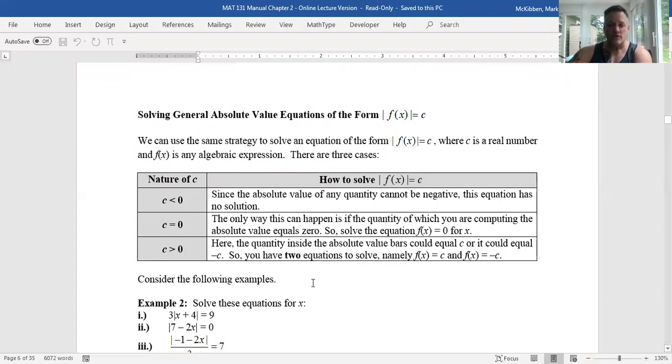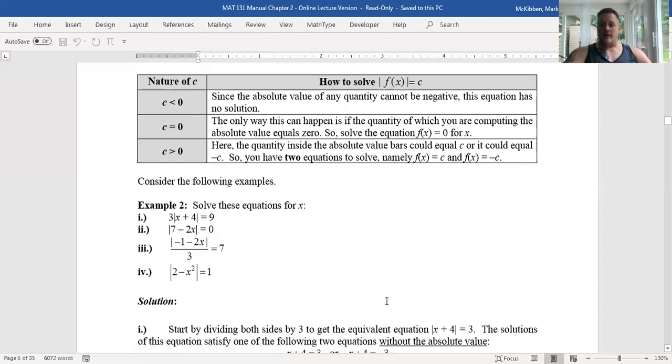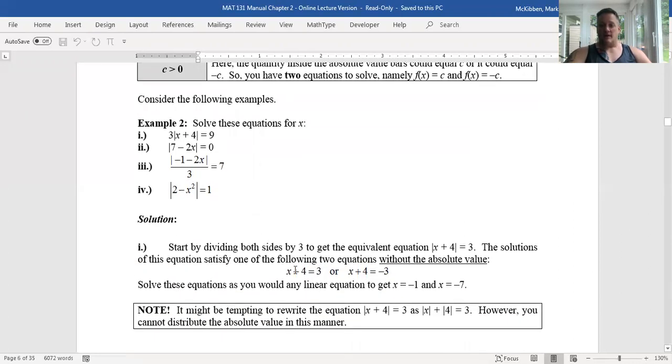All right, so let's look at the equations in example 2. For the first one, I want to try to get it in the form of the absolute value of something equals a number. So here I want to get rid of the 3. Don't multiply through by the 3. These aren't parentheses; the absolute value indicates a function that does something to that input. So don't treat them like parentheses. I'm going to divide both sides by 3 to get the absolute value of x plus 4 equal to 3. Now, since that right side is positive, I'm going to get two equations. I'm going to get x plus 4 equals 3.